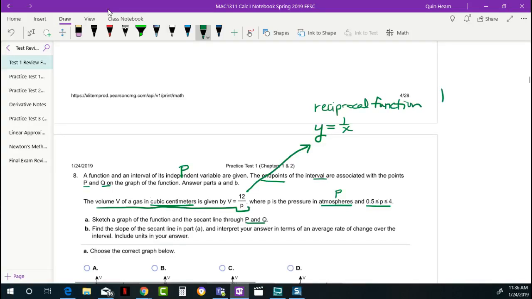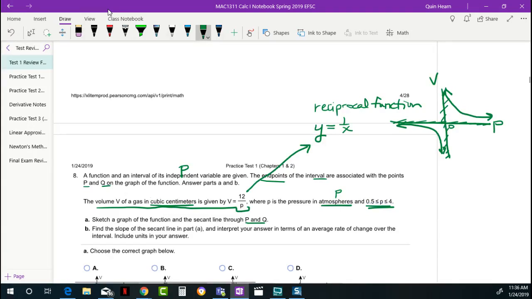looks like it has a vertical asymptote at 0. It has a horizontal asymptote at 0. And then there's a piece of it, it's actually a hyperbola if you're familiar with that shape, but there's a piece of it in the first quadrant and there's a piece of it in the third quadrant. It looks like that. Okay, now we're only interested in values of p, the independent variable, which would be like our x. This would be p and v.